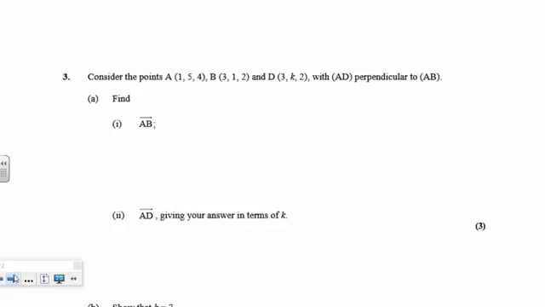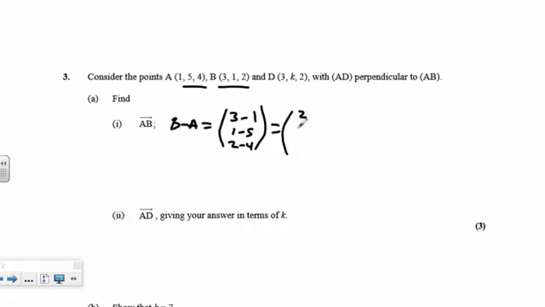Consider the points A, B, and D. AD is perpendicular to AB. Find AB. All right. Thought they would never ask. Okay. Again, I find this as point B minus A. Here's B. Here's A. Let's subtract. So I'm going to say 3 minus 1, 1 minus 5, and 2 minus 4. So what I'm going to get are 2, negative 4, and negative 2. That's going to be my vector AB. No problem.